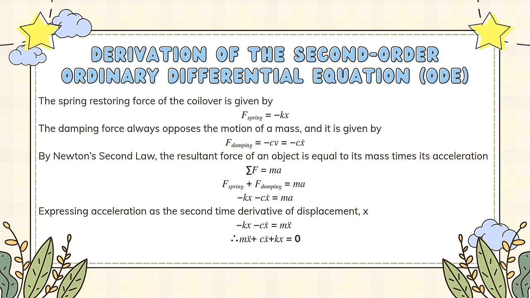Let's move to the derivation of the second order ordinary differential equation. The spring external force of the coilover is given by F_spring equals negative kx. The damping force always opposes the motion of a mass and is given by F_damping equals negative c x dot. By Newton's second law, the resultant force of an object is equal to its mass times its acceleration. Expressing acceleration as the second derivative of displacement x, we get the final equation: m x double dot plus c x dot plus kx equals 0.